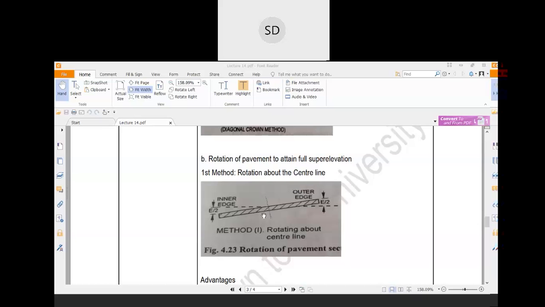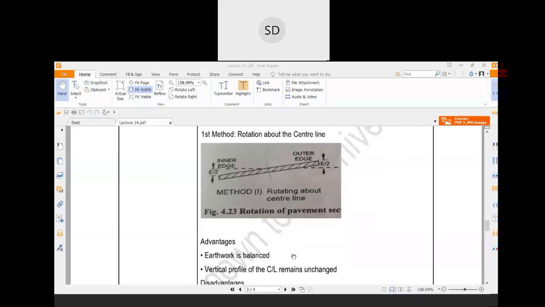Total earthwork means you are excavating this portion to bring it to that level, and you are uplifting that portion. So whatever earthwork you have removed from this place, you can directly use over there to lift that portion. Therefore, your earthwork is balanced. So in most cases this method is followed.